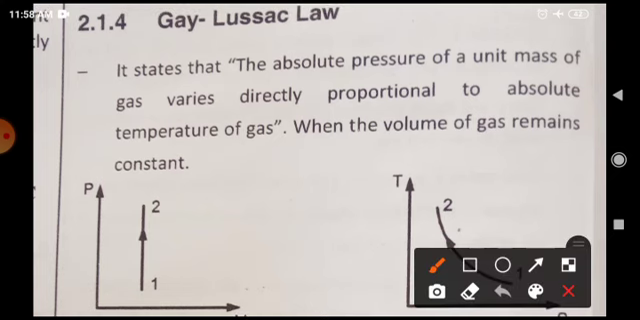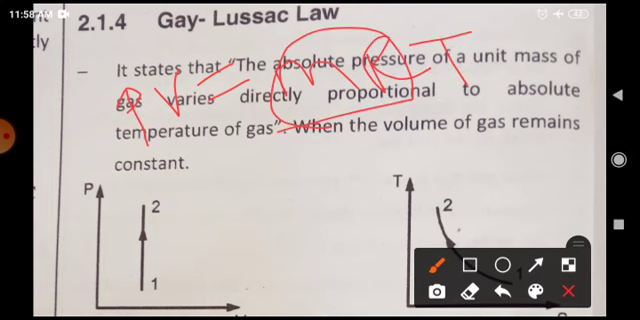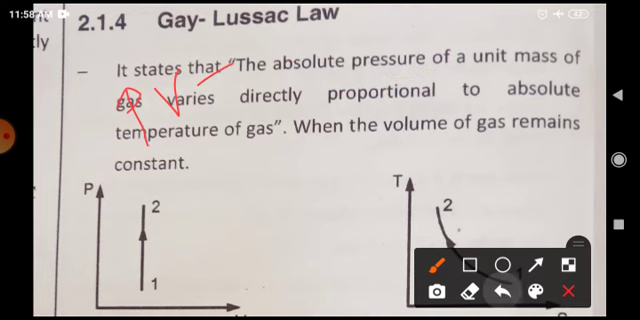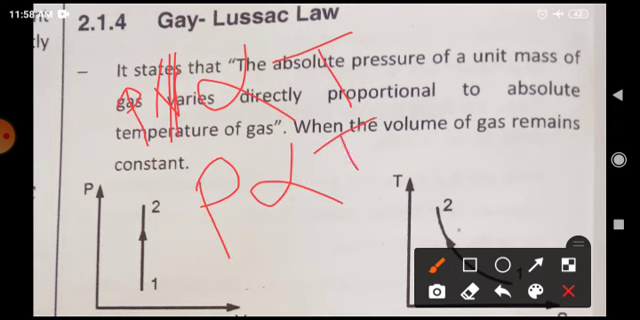That means we have the equation PV equals MRT. Mass and R for a particular gas are constant. Let's write the remaining equation: PV is directly proportional to T, where P is absolute pressure, V is volume, and T is temperature. But for this particular process volume is constant, so it can also be neglected. Therefore, Gay-Lussac's law is that pressure is directly proportional to temperature.